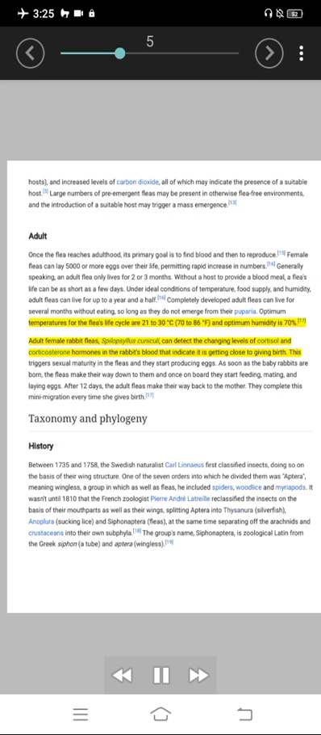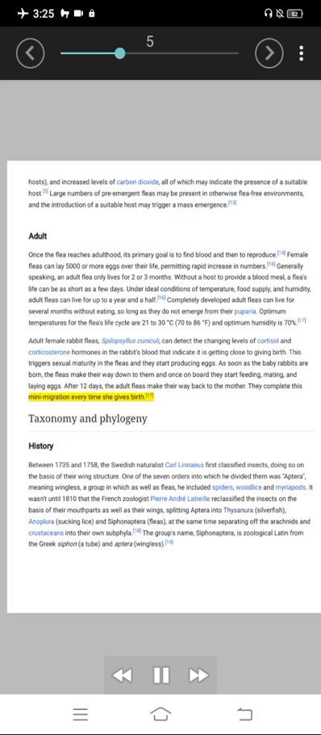in the rabbit's blood that indicate it is getting close to giving birth. This triggers sexual maturity in the fleas and they start producing eggs. As soon as the baby rabbits are born, the fleas make their way down to them and once on board they start feeding, mating, and laying eggs. After 12 days, the adult fleas make their way back to the mother. They complete this mini migration every time she gives birth.